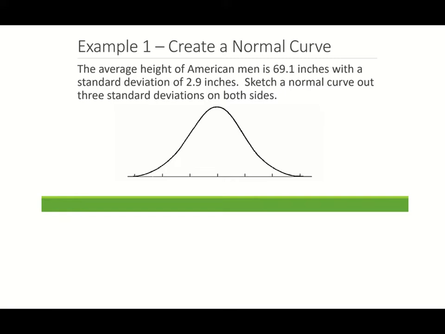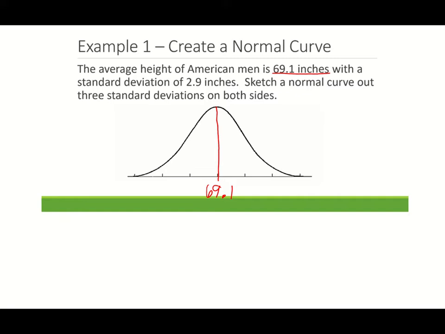So right here in the middle is going to be where our mean is. So I'd go ahead and sketch this bell curve. And then right in the middle is going to be our mean. And our mean is 69.1 inches. So right here we have 69.1.